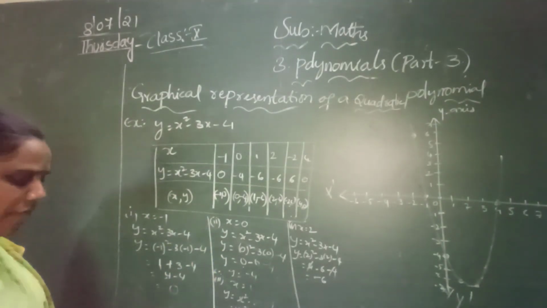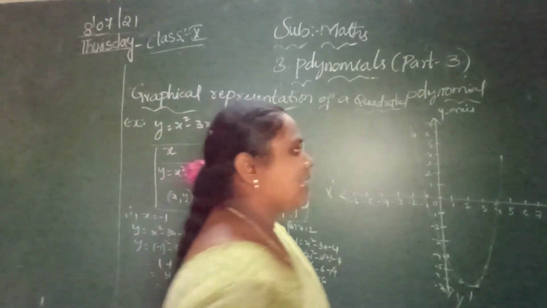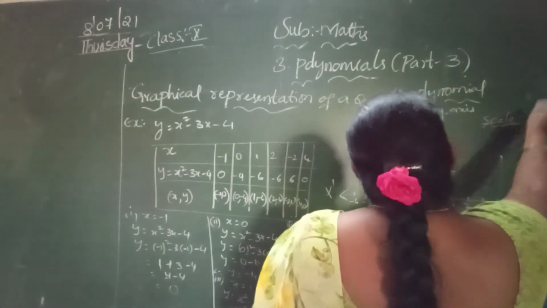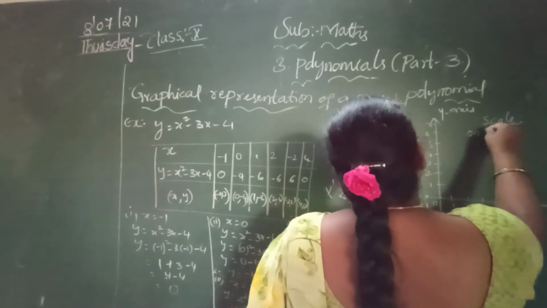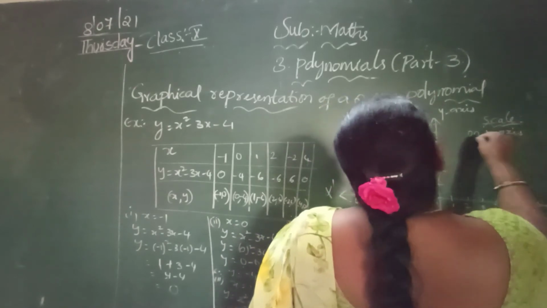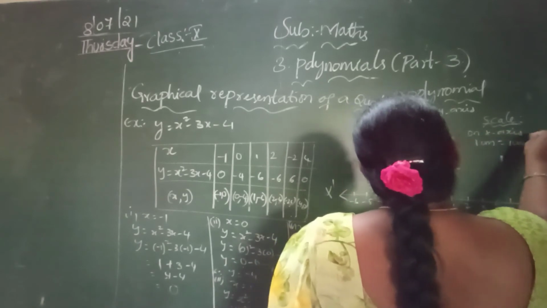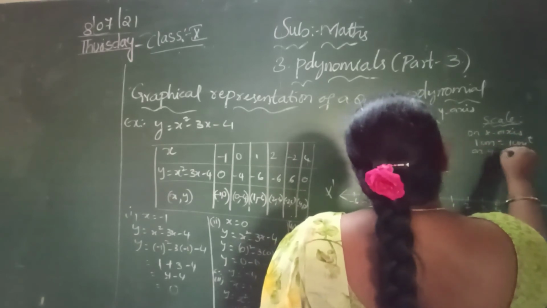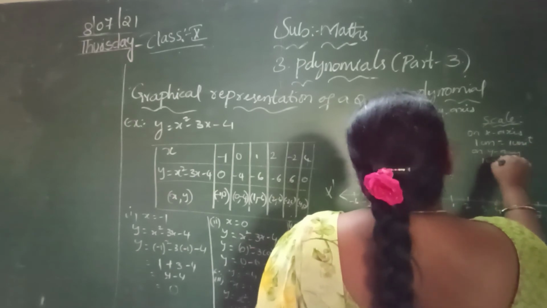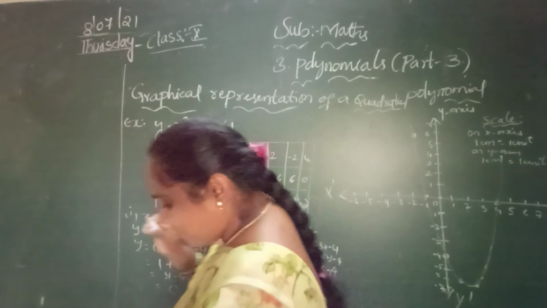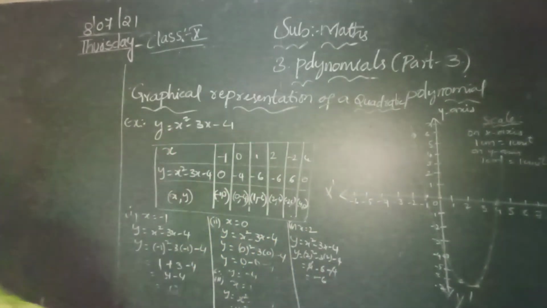Next, after drawing like this, what is the main important point? As I told, to draw a graph we want the scale. Write the scale on the x-axis: 1 centimeter is equal to 1 unit. On the y-axis, 1 centimeter is equal to 1 unit. Okay, so like this we have to draw the graph of a quadratic polynomial.